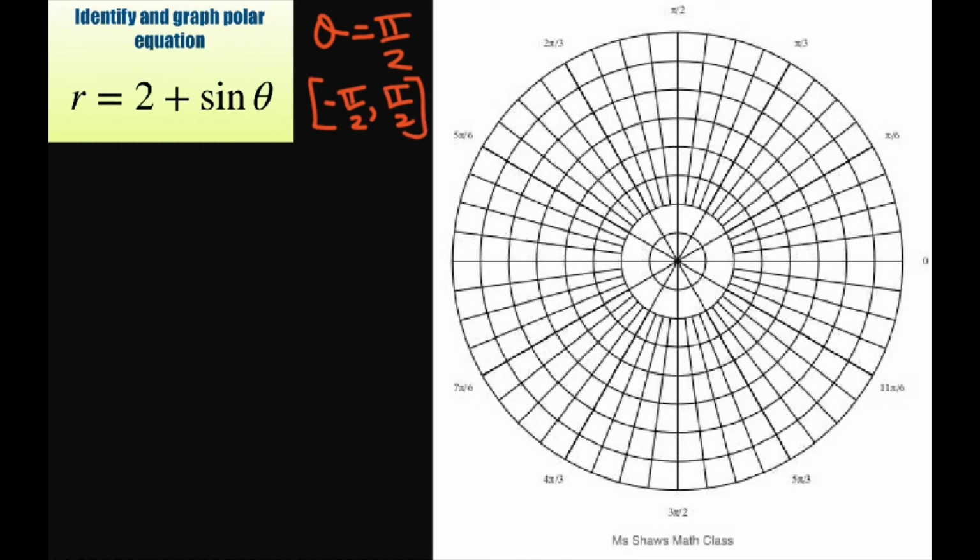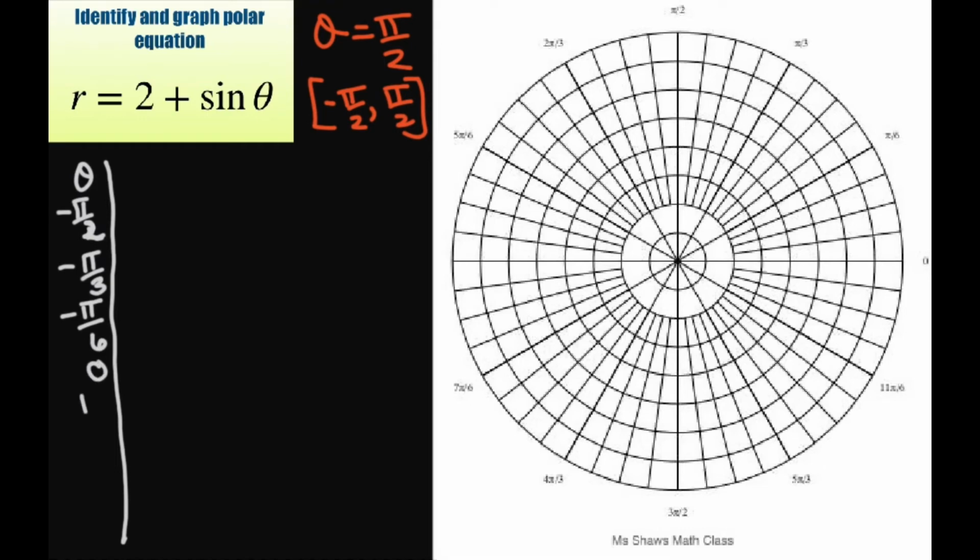So we set up a table. We have theta, and let's start with our values. You have negative pi divided by 2, and then we're swinging it back around counterclockwise. Negative pi divided by 3, negative pi divided by 6, 0, pi divided by 6, pi divided by 3, and pi divided by 2. And draw a line here, and we have 2 plus sine of theta.